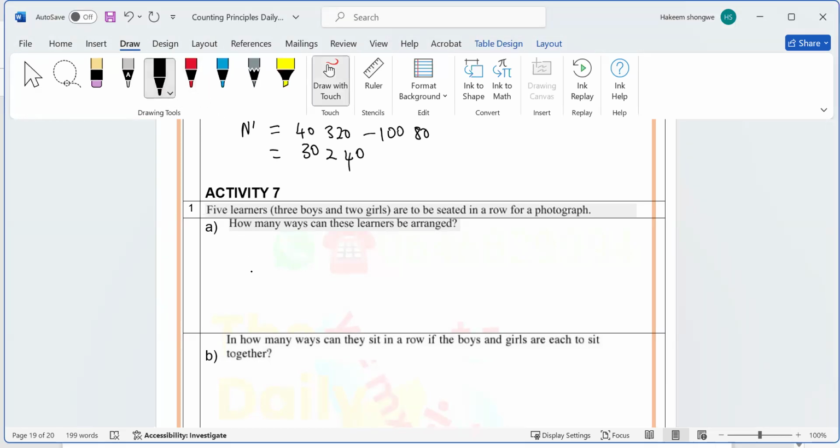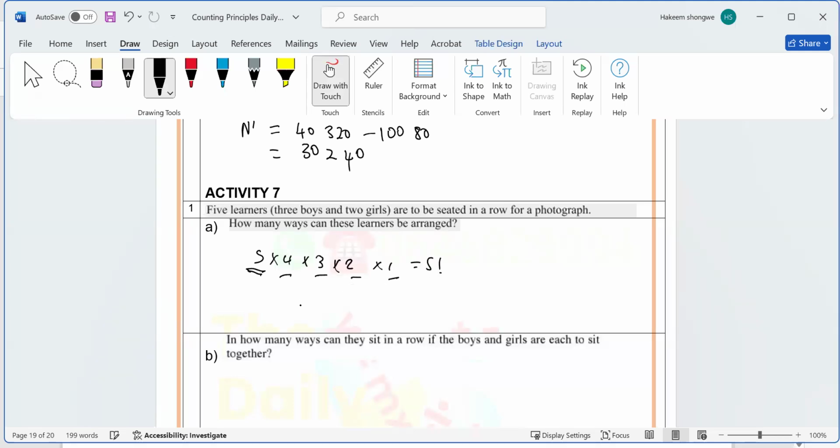How many learners do you have all in all? We have 5. So we have 1, 2, 3, 4, 5. And then they have to be arranged in any particular way. So we have 5 multiplied by 4, multiplied by 3, multiplied by 2, multiplied by 1, which is 5 factorial.